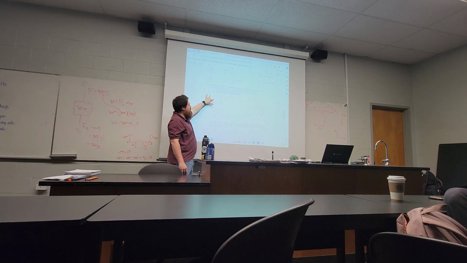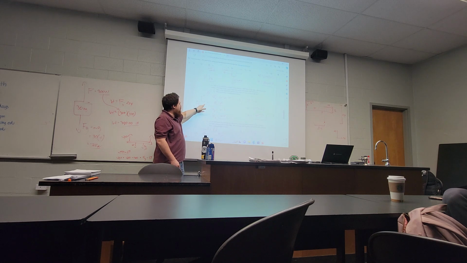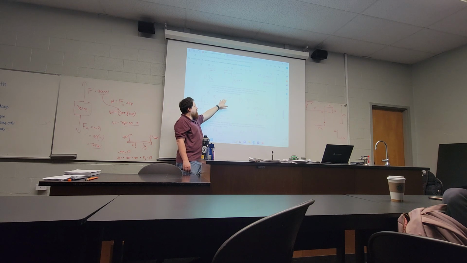First, just adding all the x vectors together. We've got 60 east, 20 west, 40 west. Remembering directional signs, the east and west would be opposite each other.